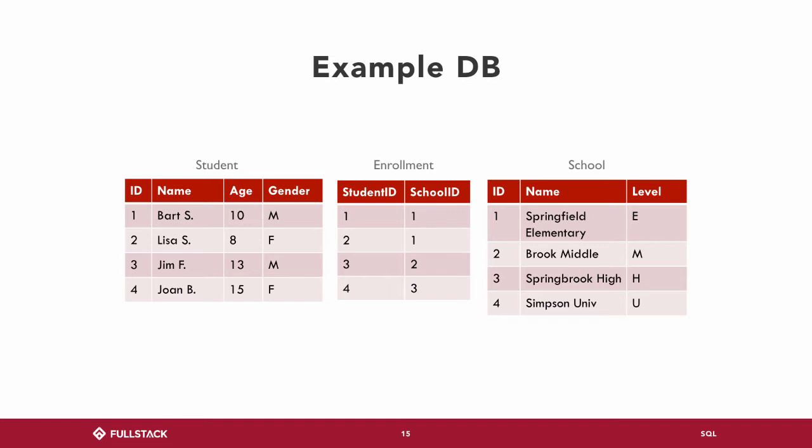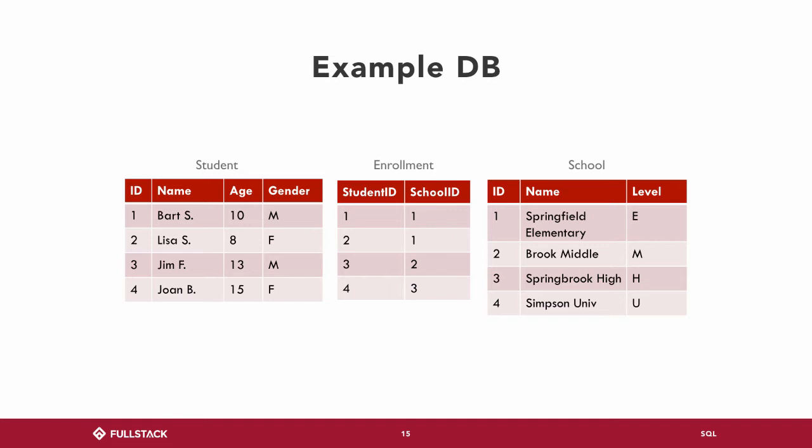So we could see that Bart is at Springfield Elementary, Lisa is at Springfield Elementary, Jim is at Brook Middle School, and Joan is at Springbrook High. So, just looking at this, we could see that there are no enrollments in Simpson University. And that might be a query that you would be interested in finding. What schools have no enrollments? What schools have the most enrollment?